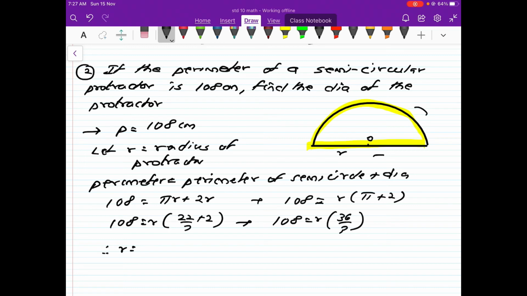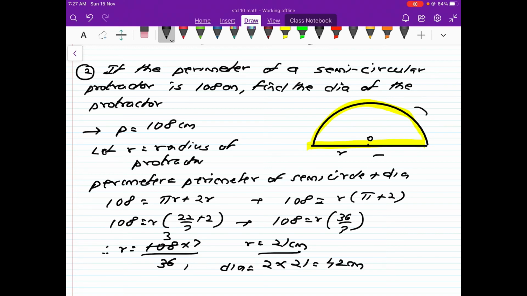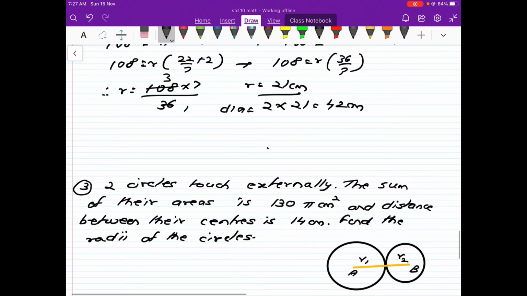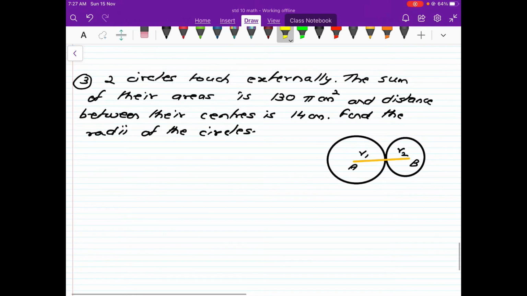So therefore when we transpose, it becomes 108 into 7 upon 36. 36 ones are 36, 3s are, so the radius is 21 centimeter. Now since diameter has been asked, we will just double the radius, so this becomes 42 centimeters. So this is how we do the second sum. So the final answer is diameter is 42 centimeters.